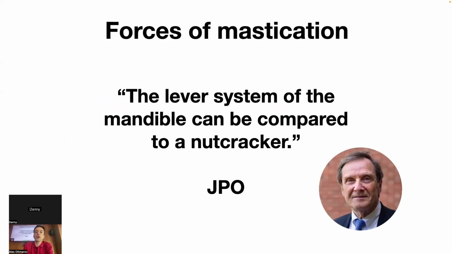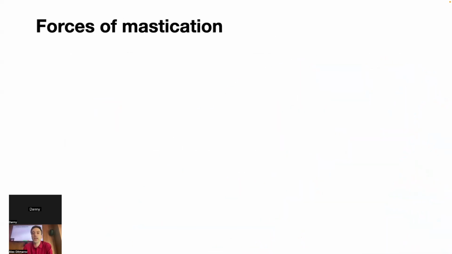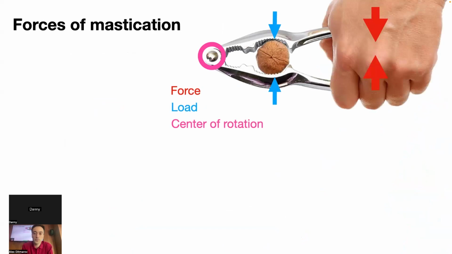Okay, so let's talk a little bit about forces of mastication. We touched upon bruxism, but let's talk about normal forces of mastication. Jeffrey Okeson says in his book that the lever system of the mandible can be compared to a nutcracker, right? Like this nutcracker. Imagine these are the jaws. What does the hand represent? The hand represents the muscles, right? The forces are coming from the masticatory muscles.